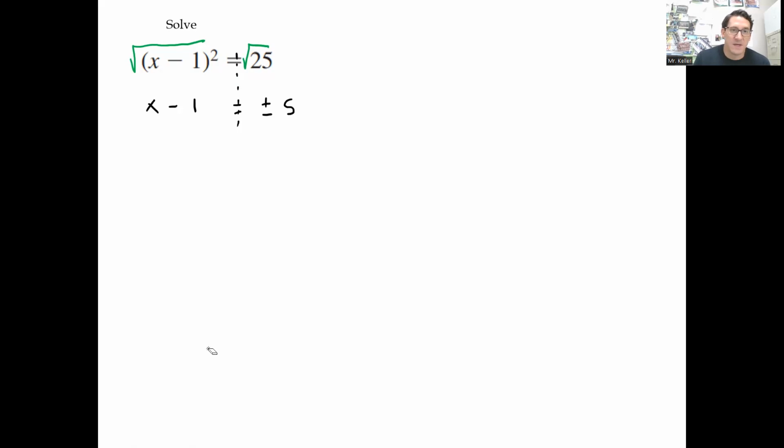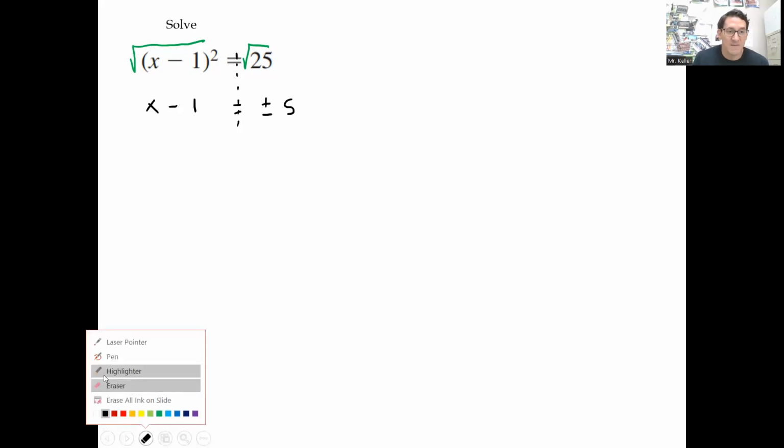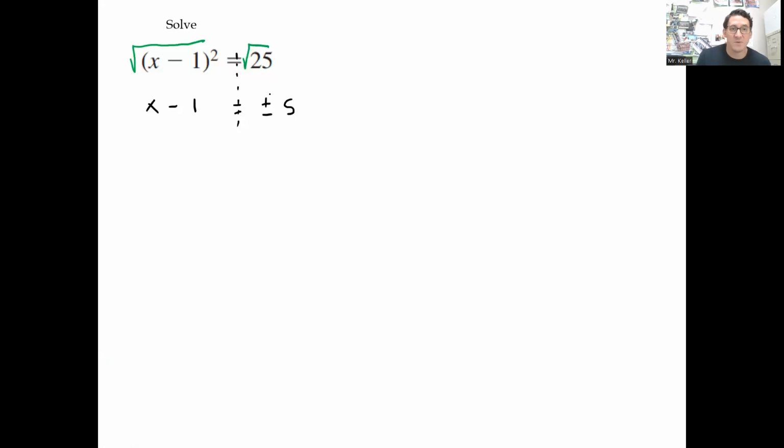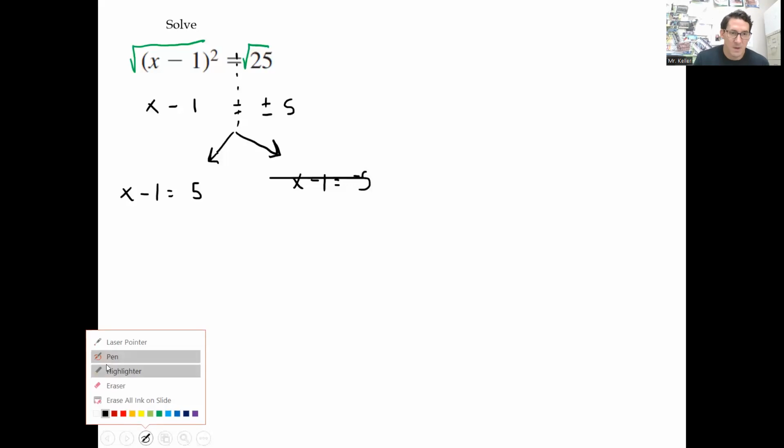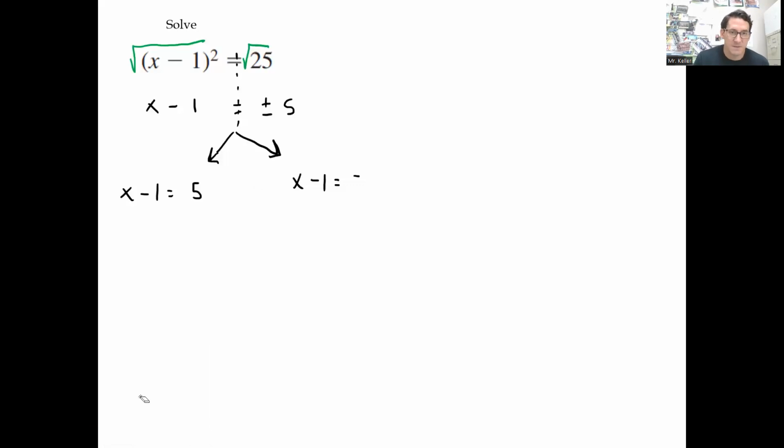So here's the deal with this. Now we're going to have two solutions. There are going to be two different solutions. So from this point, I'm going to split it up into two different equations to solve. So I'm going to have x minus 1 is equal to a positive 5. And then over here, I have x minus 1 is equal to a negative 5. Let me fix that first.